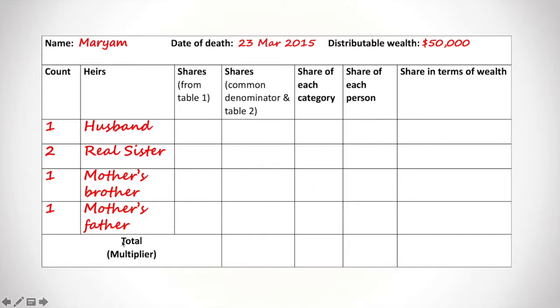We start with our template and we put in the date of death, the distributable wealth, and the relatives left behind. Her husband will get 1/2 because there are no children. Her two real sisters get 2/3. Mother's brother is not in table 1 or in table 2 for that sake, and mother's father is not in table 1 or table 2. These are among the third category of relatives, which is dhawil arham. So we have total of 6 shares. The 1/2 will turn into 3 out of 6, and 2/3 will turn into 4 out of 6.